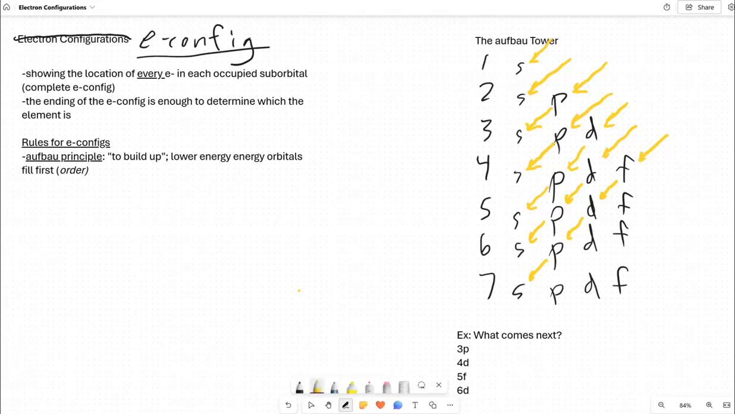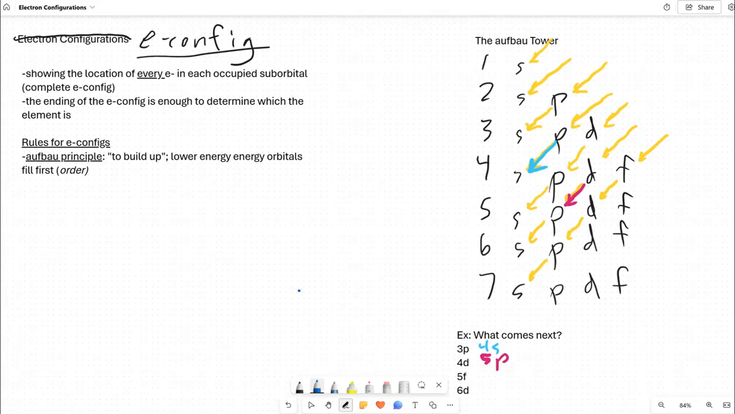Okay, moment of truth. So following 3P takes us to the 4S. After 4D, you follow on to a 5P. Cool.